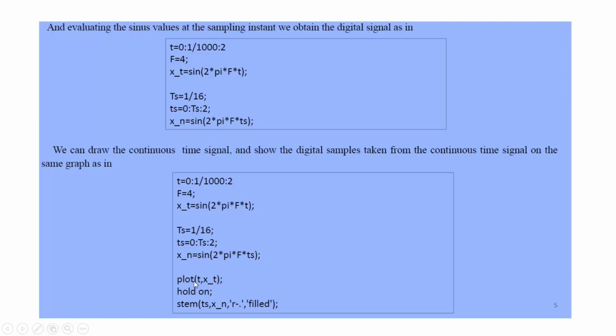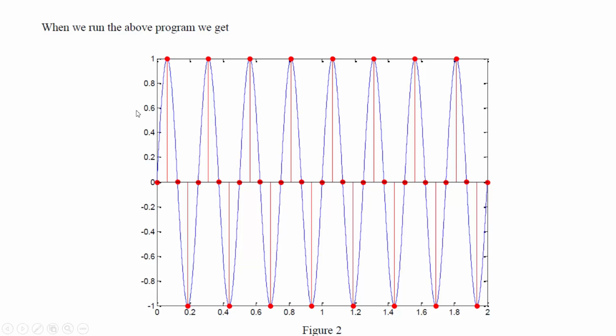We will use the plot command, plot t comma x underscore t. This will plot the continuous time signal, because plot will help in plotting the continuous time signal. Hold on will retain this graph, and stem is used in Matlab to plot the discrete signal, where Ts is the discrete sequence along the x-axis, and xn is your signal defined here, which is the digital signal or the discrete signal. Red is the color of the signal, and filled is because you will get the circles there at the endpoints.